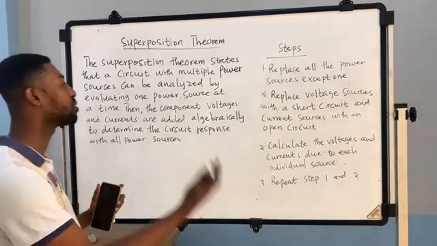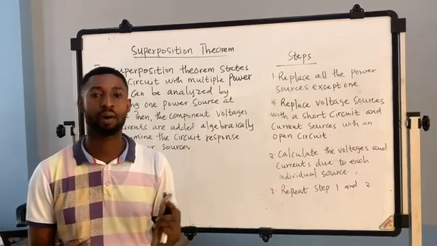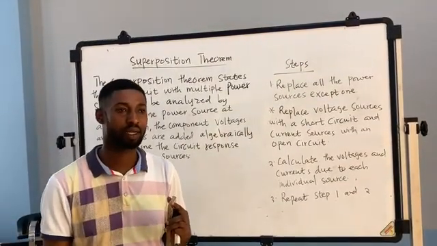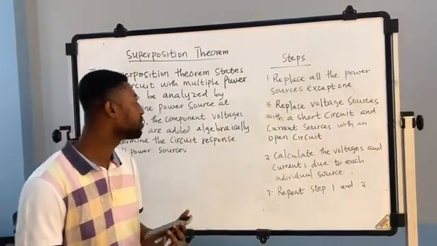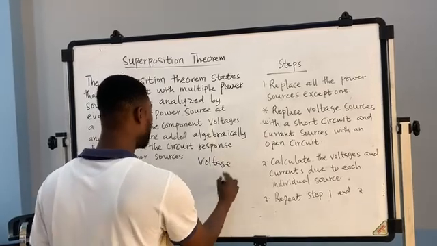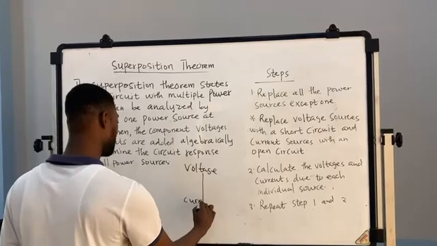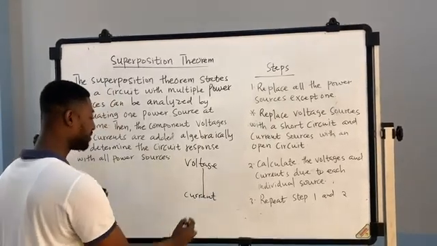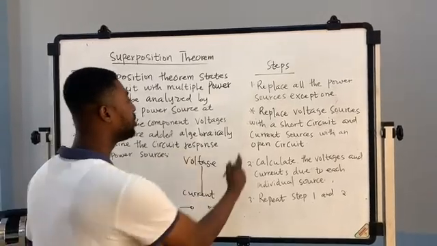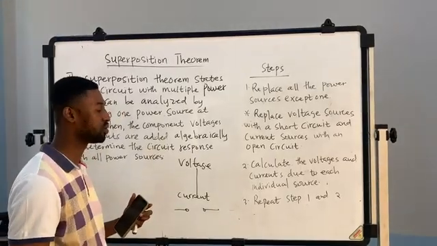Step 1, you are supposed to replace all power sources except one. So even if you have about 3 or 4 power sources, you replace all of them except one. In replacing them, if you have a voltage source and you want to deactivate it, you represent it with a short circuit. And anytime you have a current source, you represent it with an open circuit. So replace a voltage source with a short circuit and a current source with an open circuit.